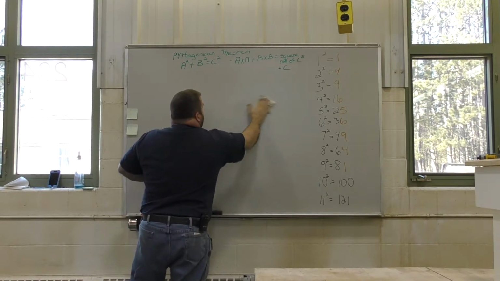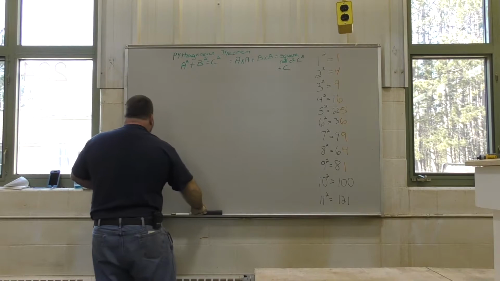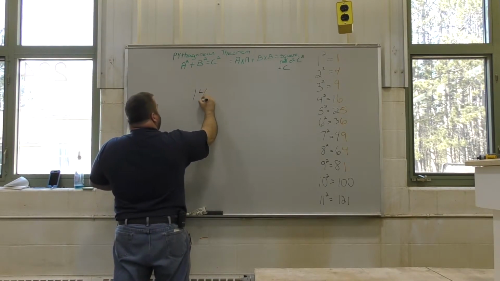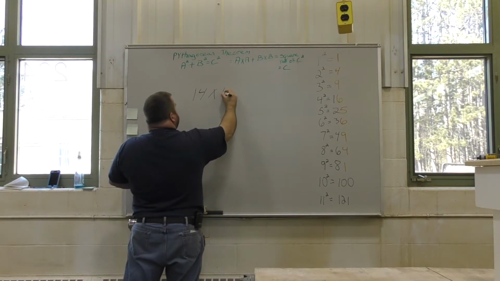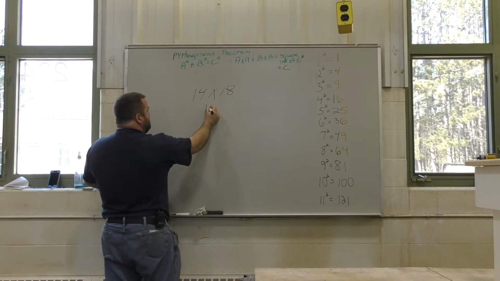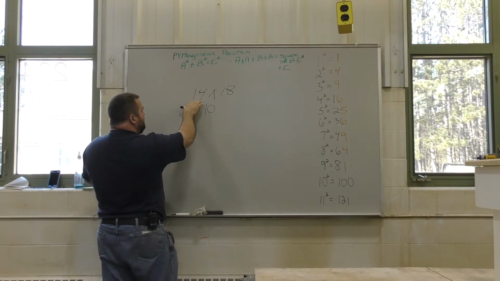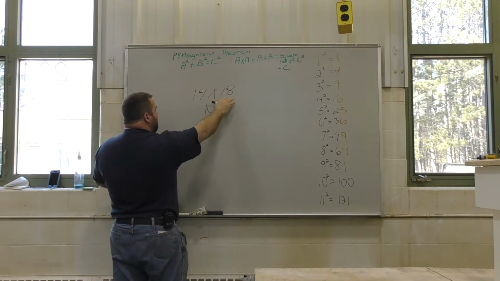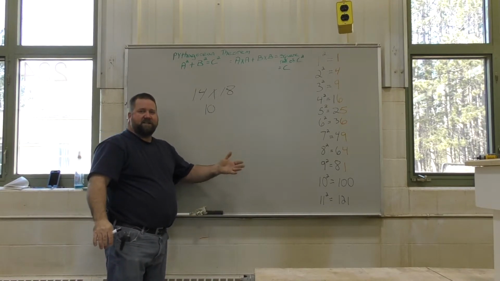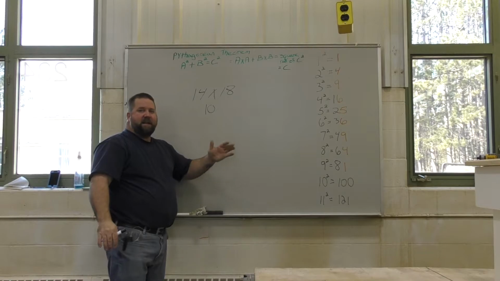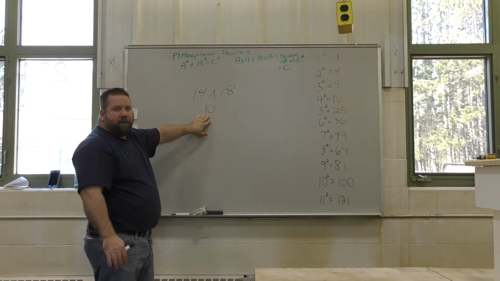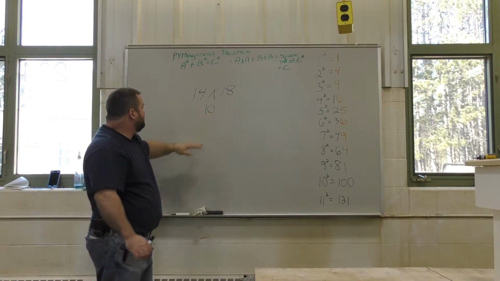Like I said, pause the video, rewind it, play it again. Let's do 14 times 18. Again, we're going to use a tens unit because they're both part of a tens unit. You remember 11, 12, 13, 14, 15, 16, 17, 18, and 19 are all part of the tens unit. So that's why we're going to use a tens unit.